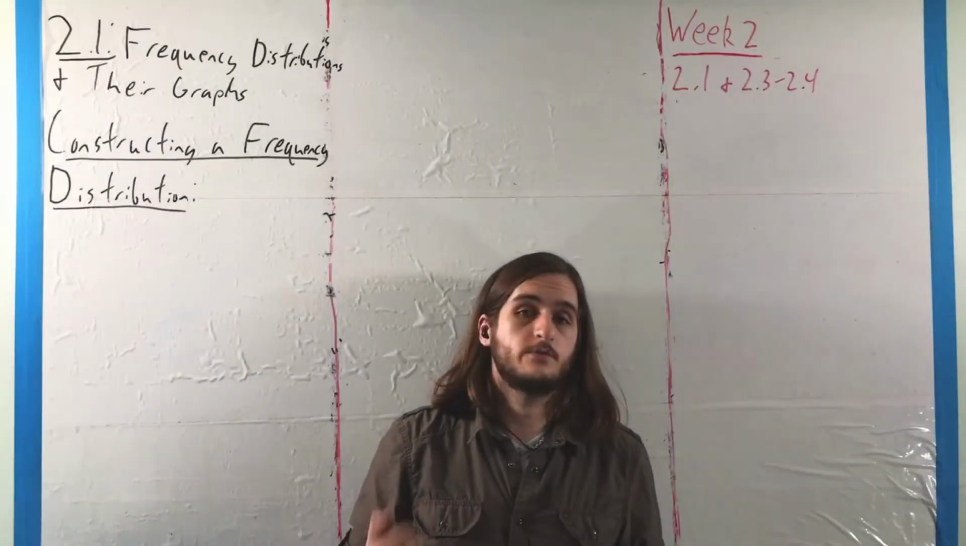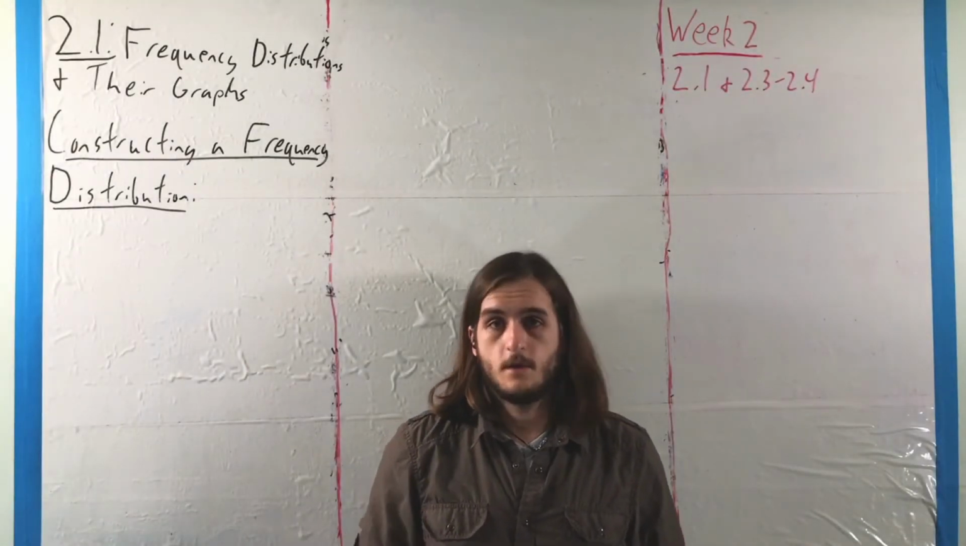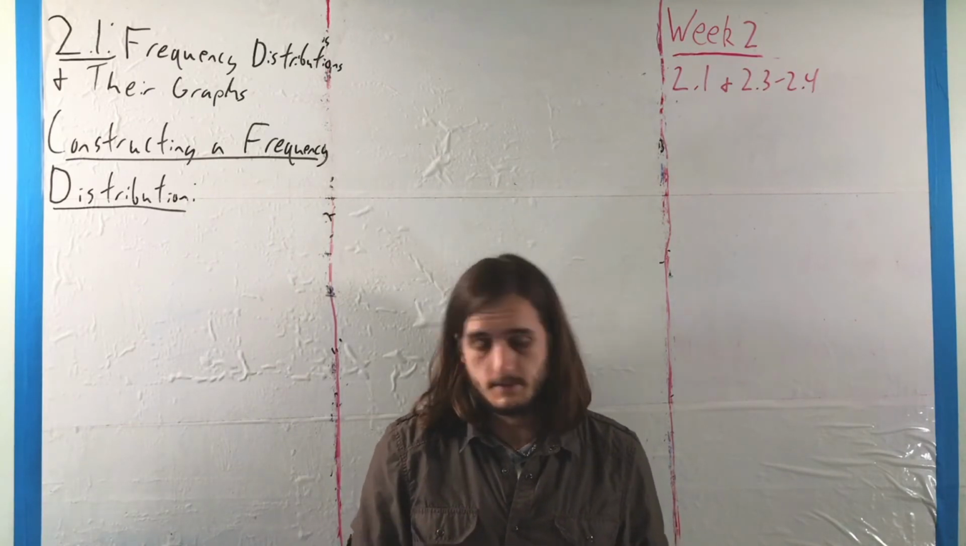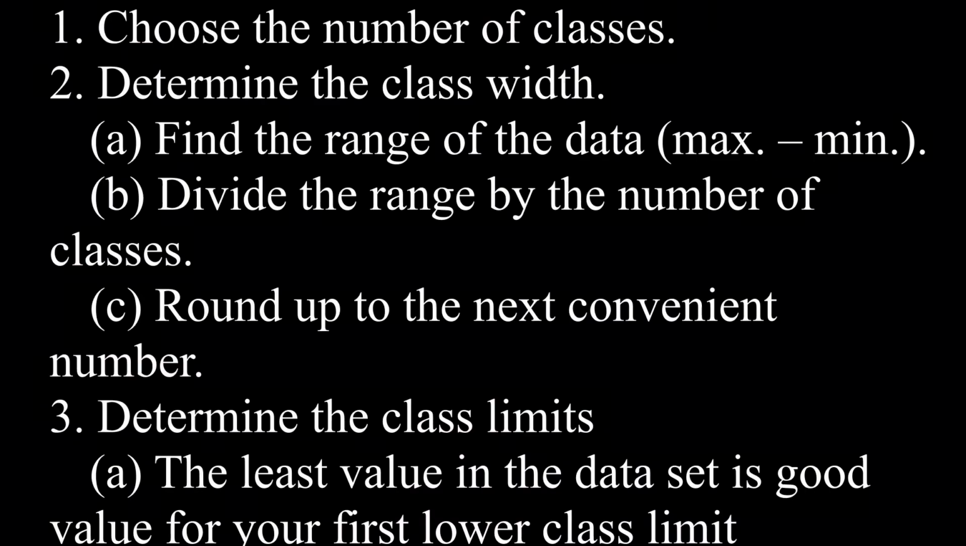So if we want to construct a frequency distribution, here we are given a sequence of 5 steps with a couple of sub-steps in there. What we want to do is first choose the number of classes, where usually we're going to pick something between 5 and 20, and often we're not actually picking this, it's going to be stated in the problem. Then we determine the class width.